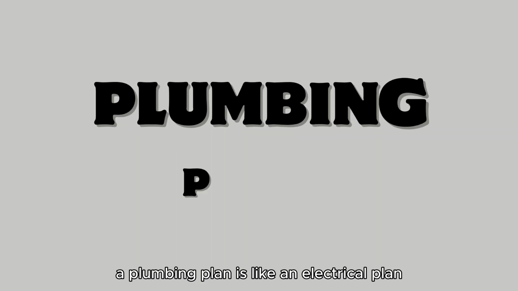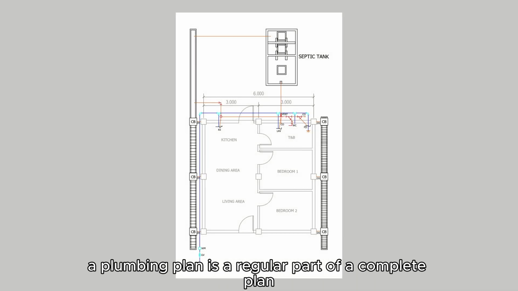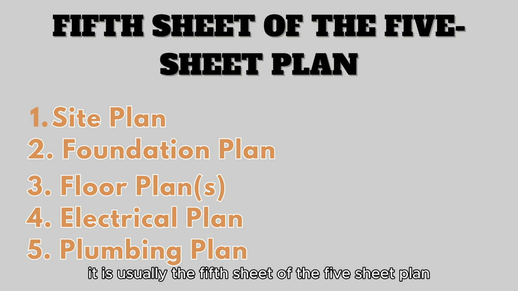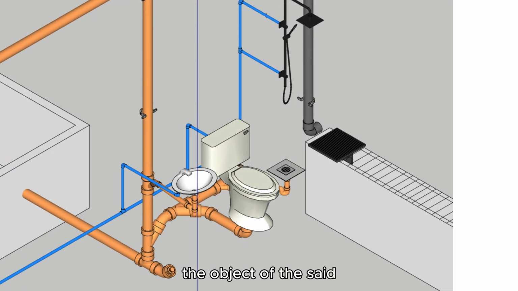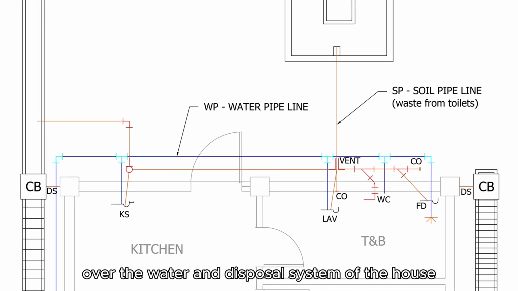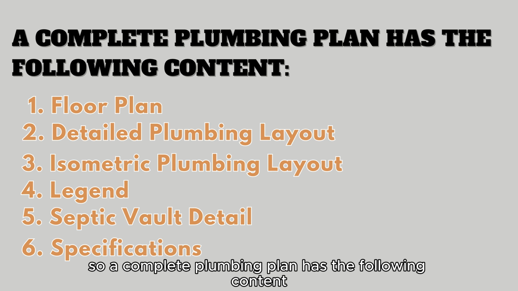A plumbing plan is like an electrical plan. A plumbing plan is a regular part of a complete plan of the house. It is usually the fifth sheet of the five-sheet plan. The object of the said layout is to display the complete plan of the water and disposal system of the house. So a complete plumbing plan has the following content.